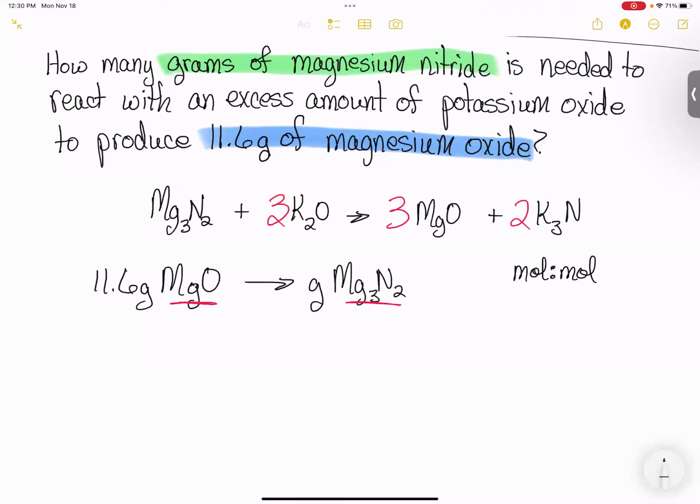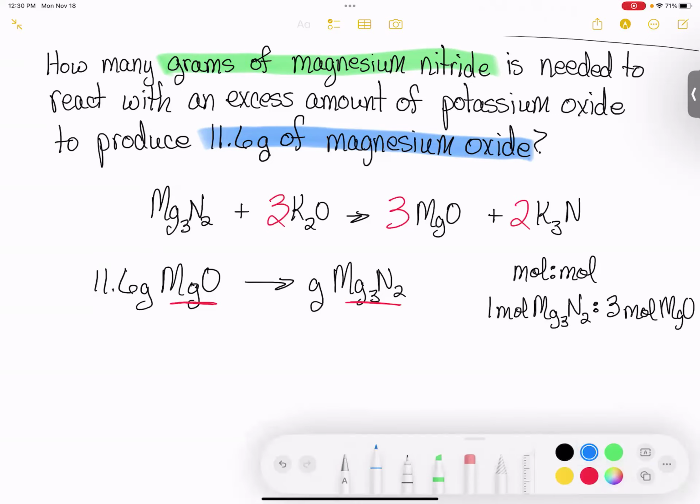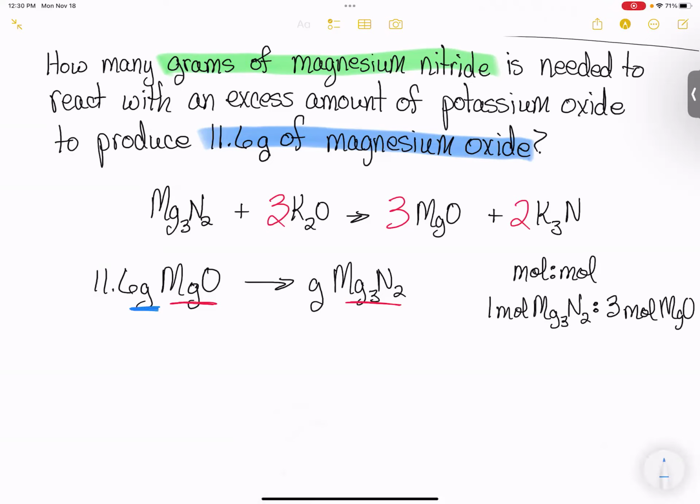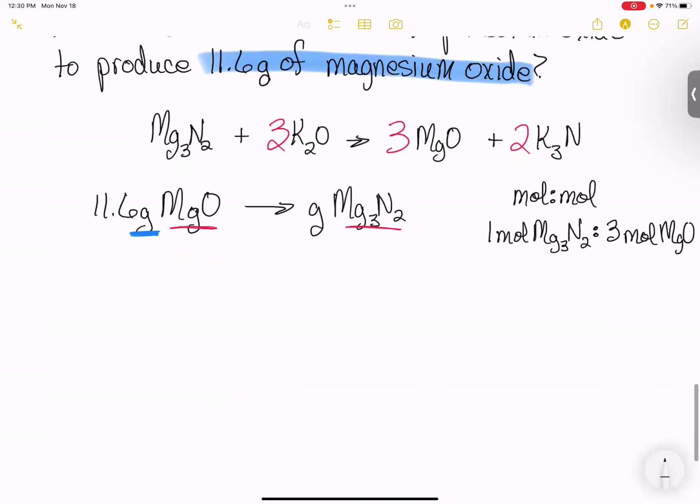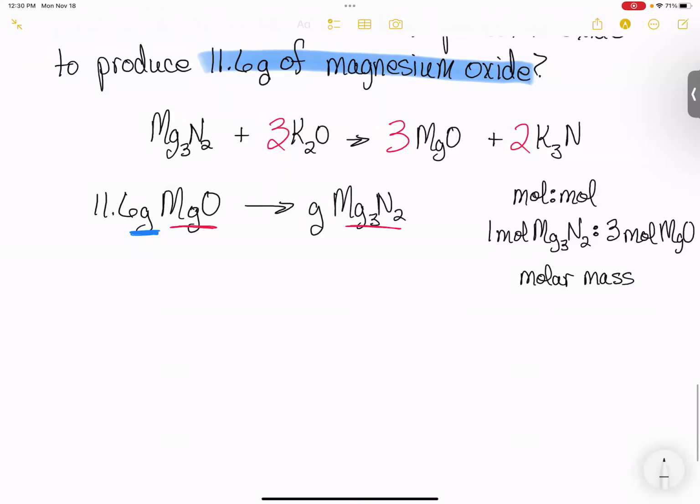The chemical reaction. According to this chemical reaction, 1 mole of Mg3N2 is associated with 3 moles of MgO. The next thing I notice is that I have grams. Anytime I have grams, what is my conversion factor going to be? Molar mass. So I need the molar mass of MgO.